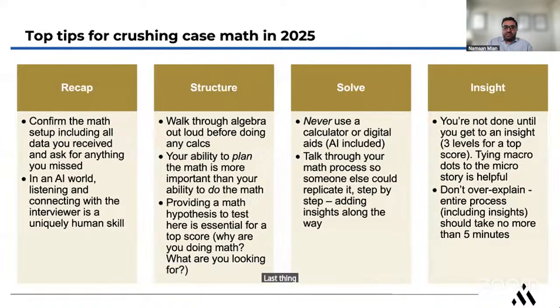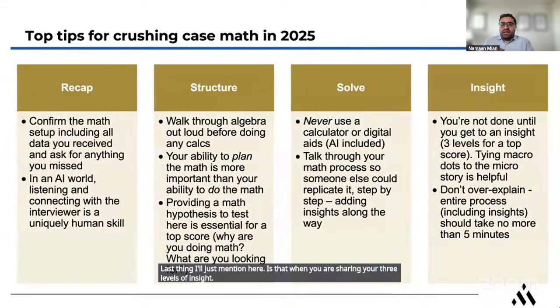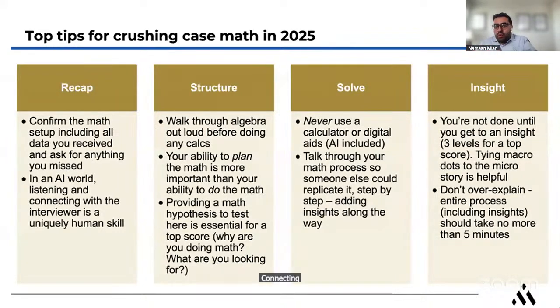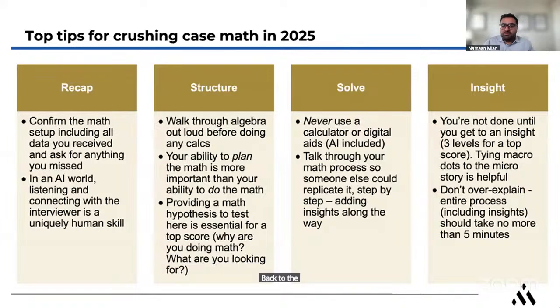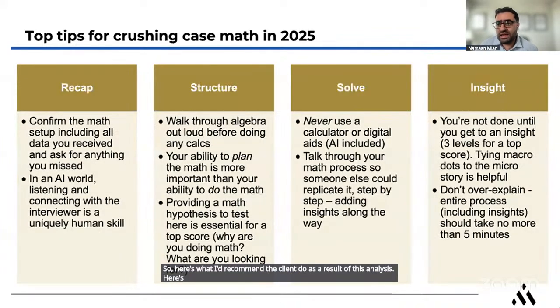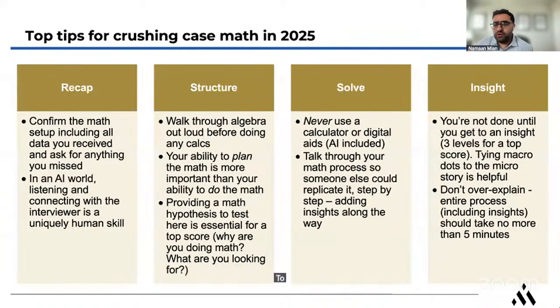Last thing I'll just mention here is that when you are sharing your three levels of insight, connecting what you are recommending the client should do at this point and what you'd want to look at next back to the overall problem gives you huge bonus points. So here's what I'd recommend the client do as a result of this analysis. Here's what I'd want to look at next to either confirm or disprove that.